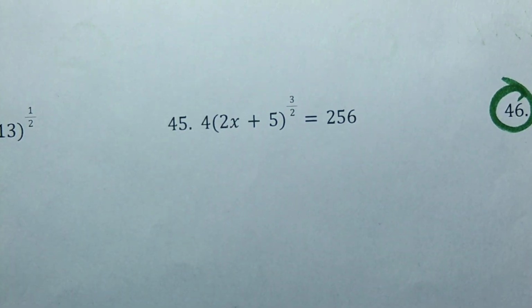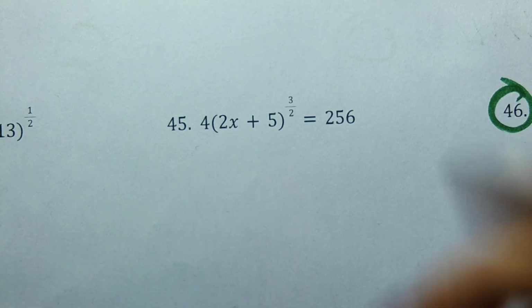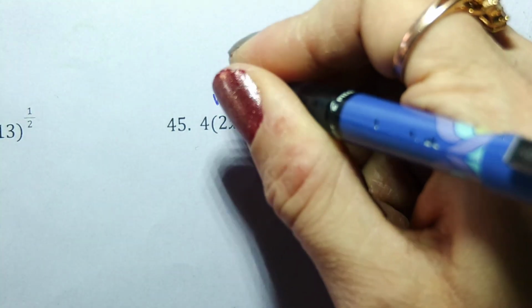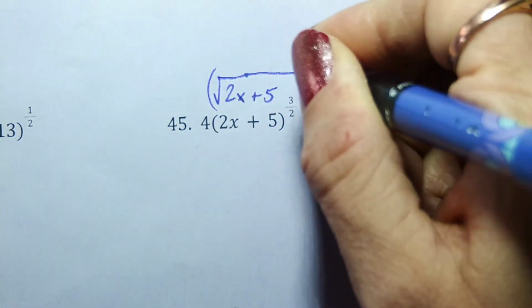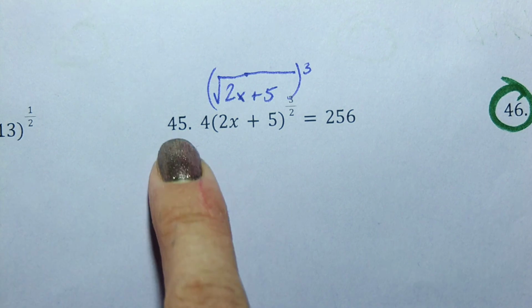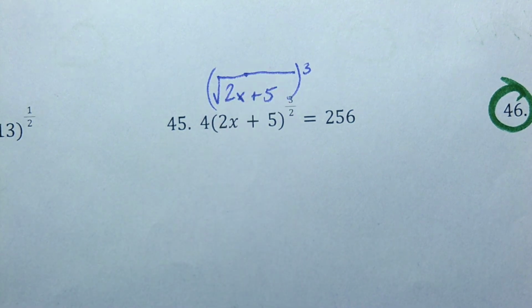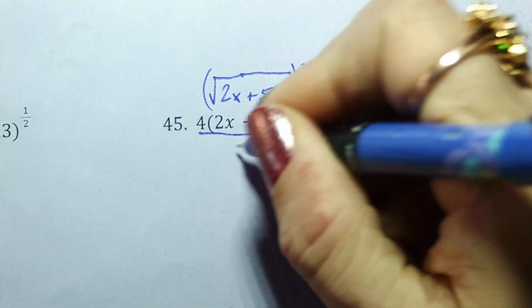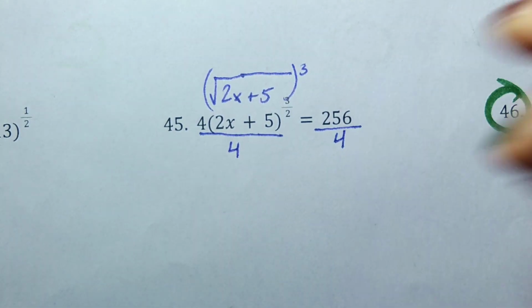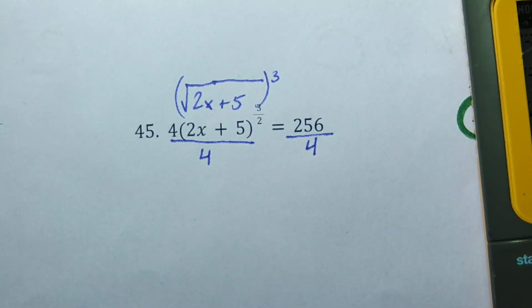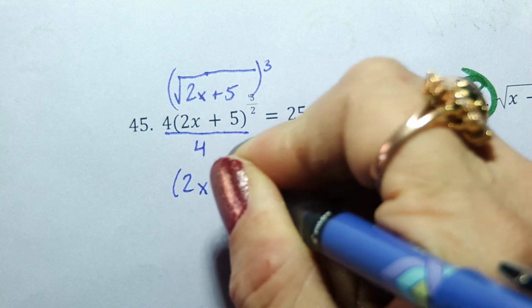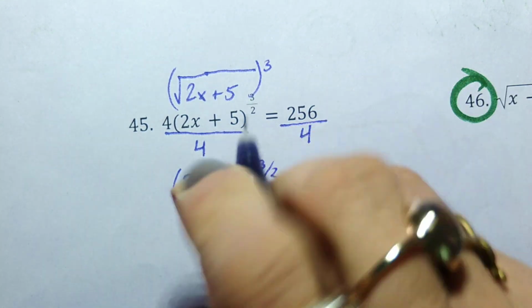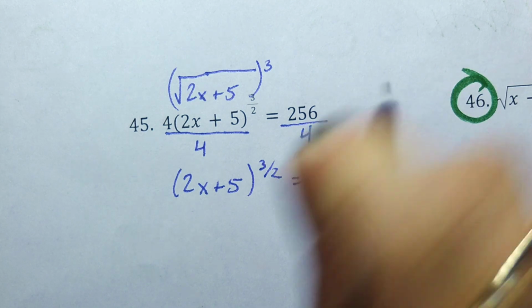So the issue here is this, if we were to interpret this from a radical standpoint, would be the square root of 2x plus 5 cubed. Can I distribute that 4 into that radical? No. So we can't distribute it in. We divide it out. So get rid of that 4 by division. And we get 2x plus 5 raised to the 3/2 equals 64.